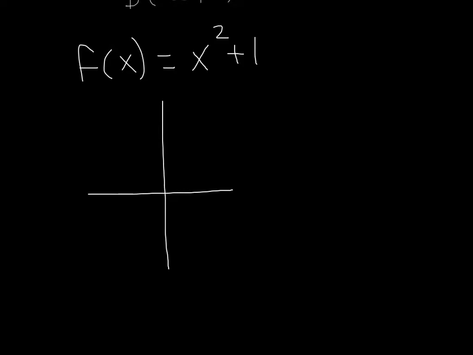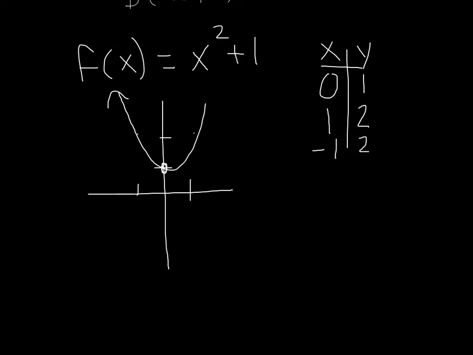And if we make a t-chart just to guess where some of the points would be, plug in 0, you get out 1. That's the point right here. Plug in 1, you'd get out 2. Negative 1 would also give you 2. So what we see is this is a parabola that's been shifted up 1.